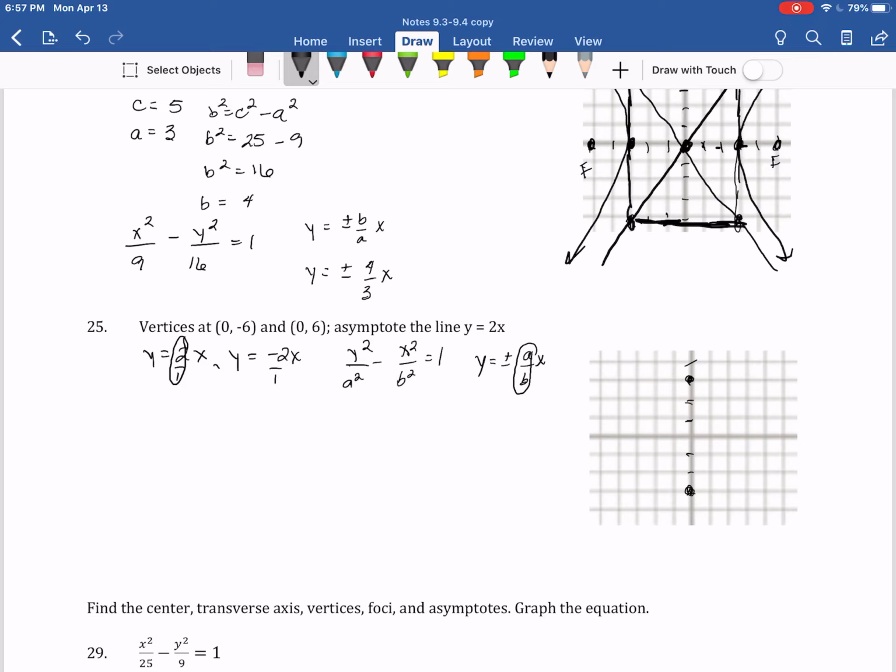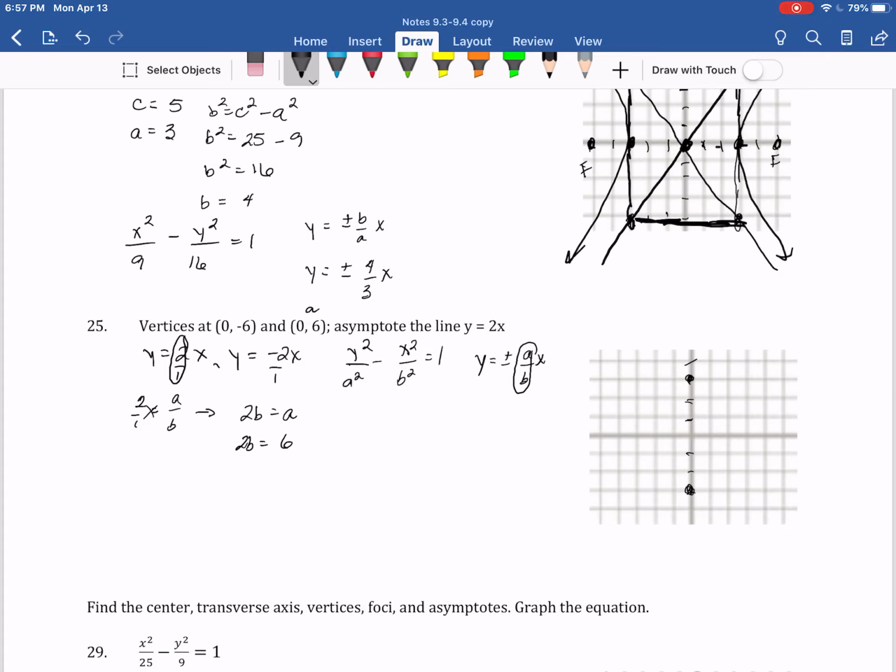So I'm going to make a separate equation to try to figure out the values of a and b. So 2 over 1 is equal to a over b, and so now you can figure out the values of a and b, or at least a relationship between them. Let's see, if I cross multiply, I would come up with this equation that 2 times b is equal to a. All right, so do we know a or do we know b? And yes, we do know a, because we know that the vertices are at (0, 6) and (0, -6). We know that a is equal to 6, so 2 times b equals 6, right? And so b equals 3.